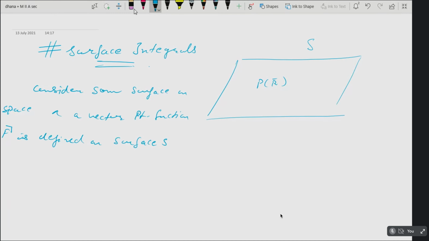Okay, you are considering a vector point function which is defined on S. That means whatever point you take on the surface whose coordinates are R bar, you can always find f bar of R bar. Okay. Now let us divide this surface into several subsurfaces. So you divide it, okay, into several subsurfaces. Several doesn't mean infinite here. I'm just considering n subsurfaces. Okay, you divide these surfaces into n subsurfaces.